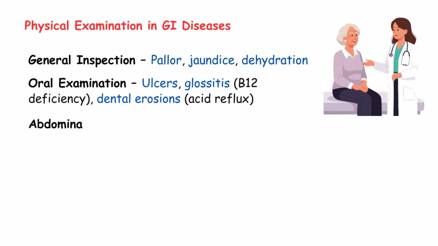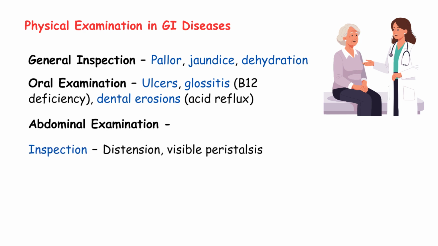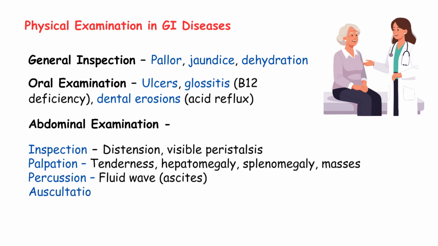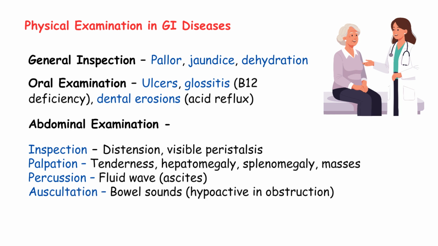Moving to abdominal examination, inspection can reveal distension or visible peristalsis in obstruction cases. Palpation is performed to assess for tenderness, hepatomegaly, splenomegaly, or any abnormal masses. Percussion helps evaluate for ascites, while auscultation of bowel sounds provides insight into peristaltic activity. Hyperactive sounds suggest obstruction, whereas absent sounds may indicate ileus or perforation.